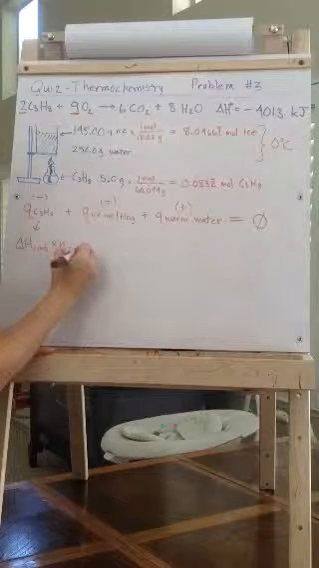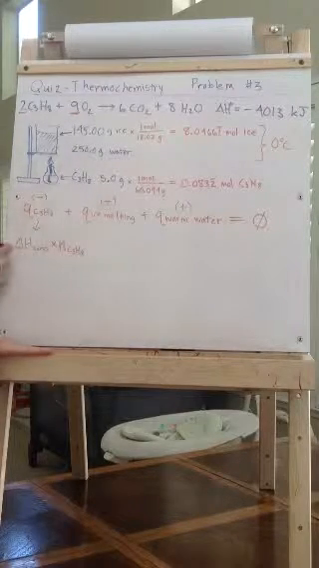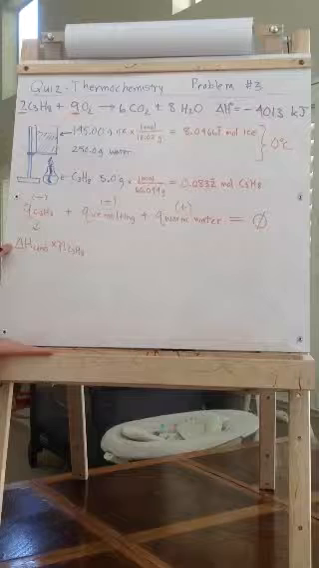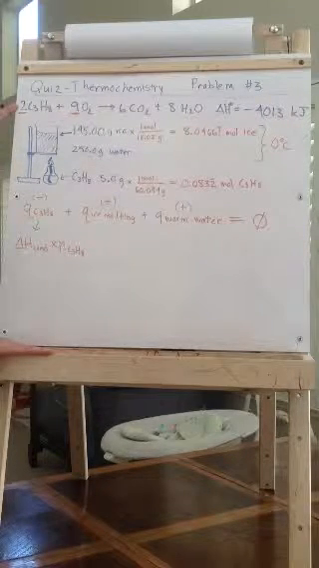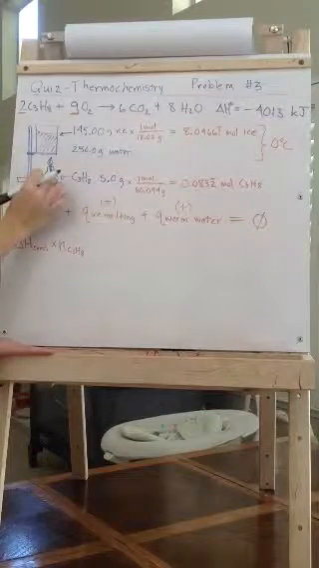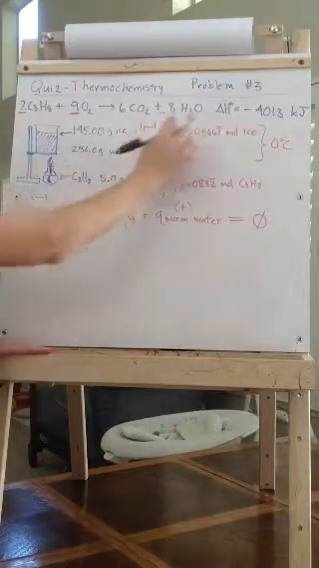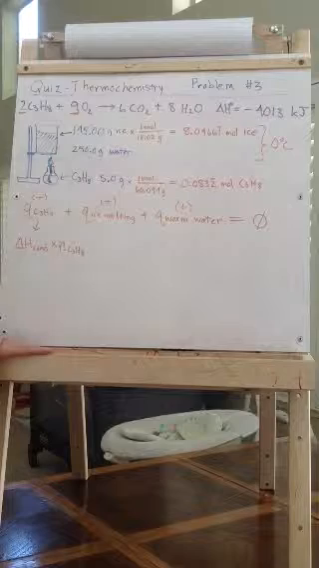combusted. Now I saw in the quiz that some of you used delta H of formation of isopropyl alcohol, but this is not a formation reaction. The reaction that's actually occurring in this little alcohol burner is a combustion reaction. So you have to use the corresponding delta H for that reaction.